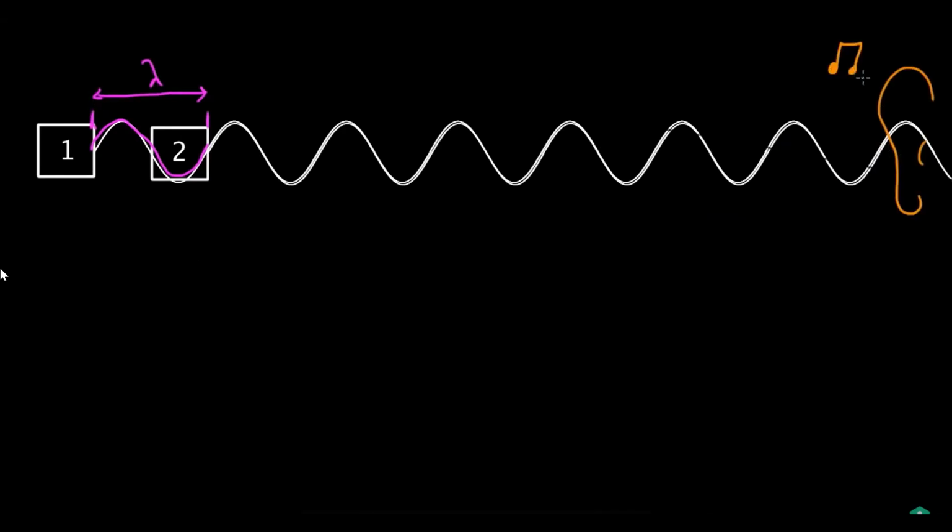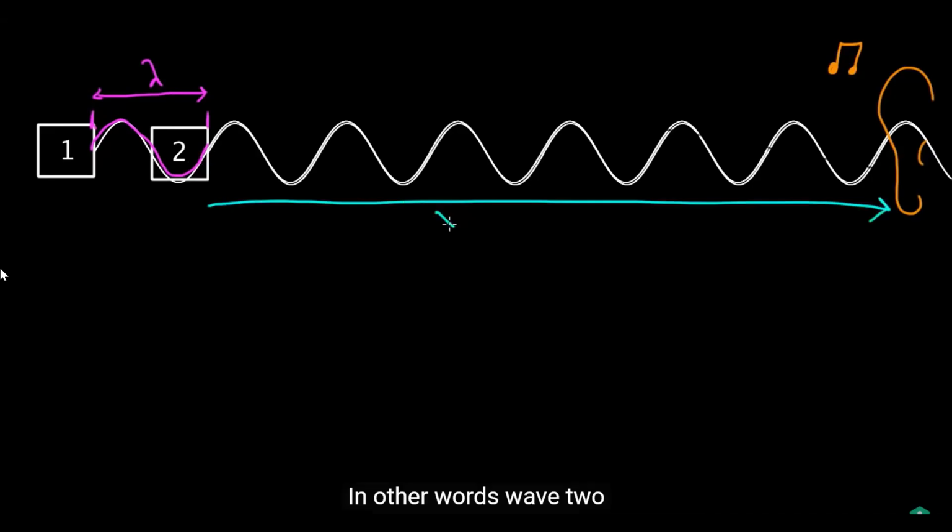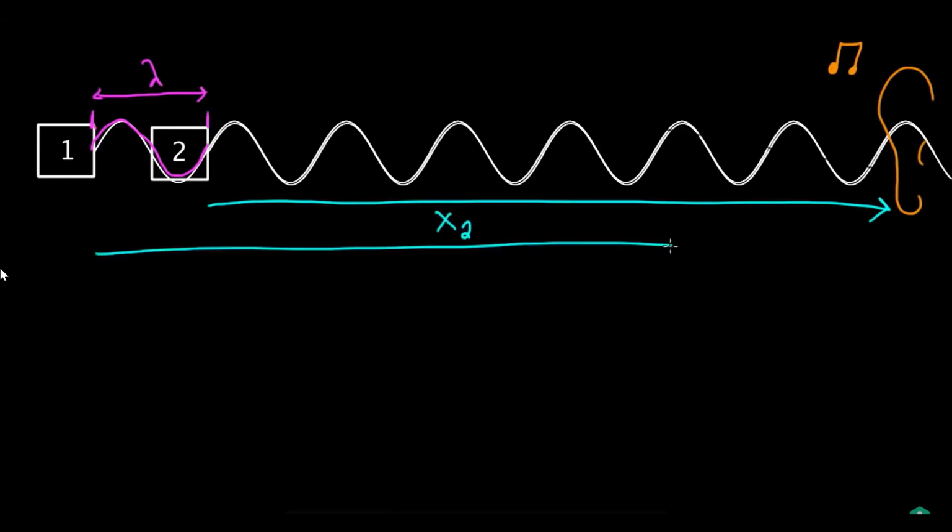So the moral of this story is that even if you have speakers that are in phase, you can get constructive or destructive interference depending on the difference in length that these two waves travel. In other words, wave 2 is traveling this far to get to my ear. I'm going to call that x2. And wave 1 is traveling this far to get to my ear. I'm going to call that x1. If I took the difference between these two, I'd be finding the path length difference.